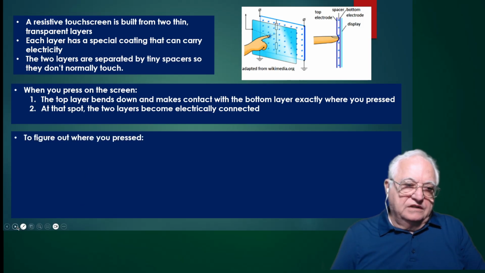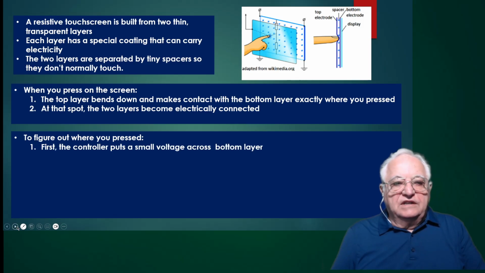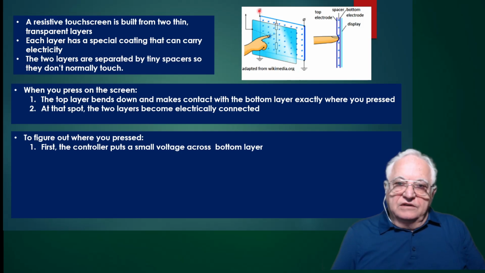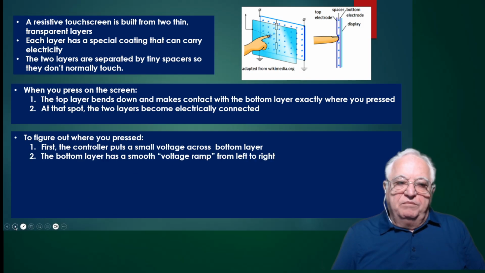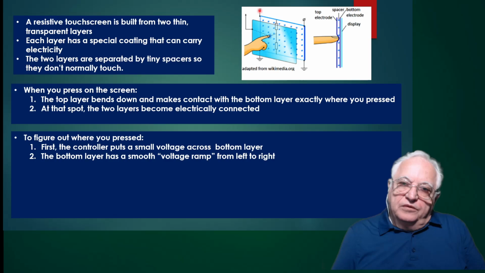Let's see how this works. First, the controller puts a small voltage across the bottom layer. So we put a voltage on the bottom layer. The bottom layer has a smooth voltage ramp from left to right. Now this is an important point. So we put a voltage here. Now the voltage across this screen is going to be different. It's going to increase or decrease as we go from left to right.